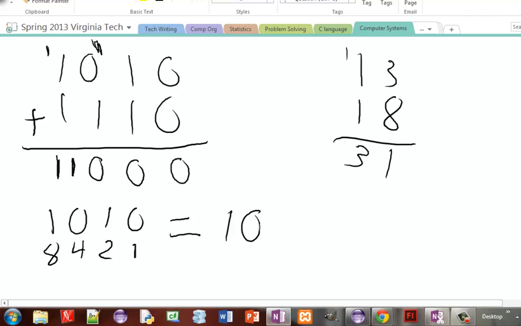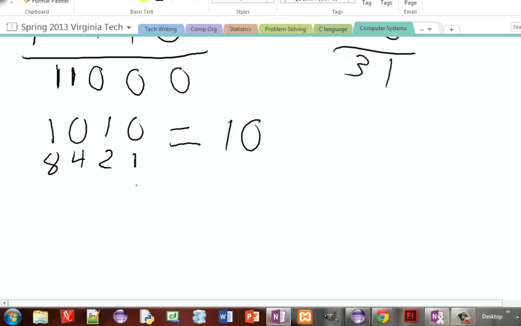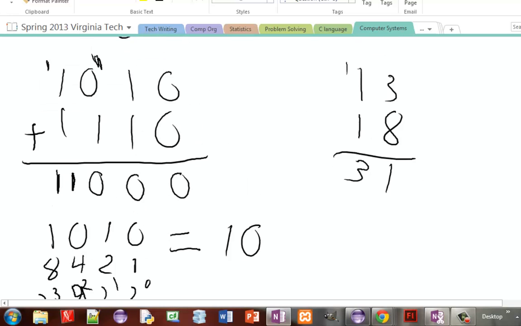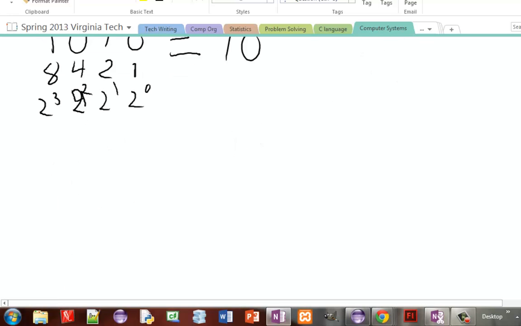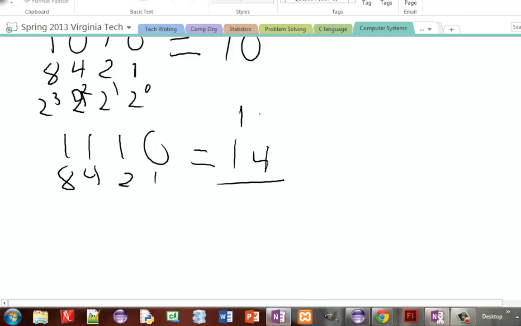as I showed you, because 1 is 2 to the 0, 2 is 2 to the first, 4 is 2 to the second, and 8 is 2 to the third, and I'm just looking for the 1s and 0s to add them up. If you do this enough, you kind of start to think of it like that as well and get good at this. And the other number was 1, 1, 1, 0. So again, that's going to be 8 plus 4 plus 2. So it's going to be 14. So it's going to be 14 plus 10.